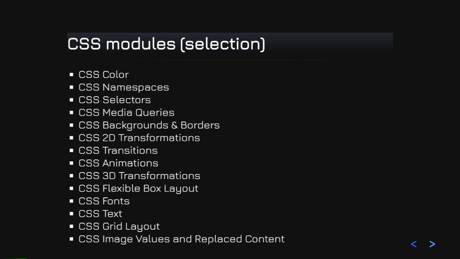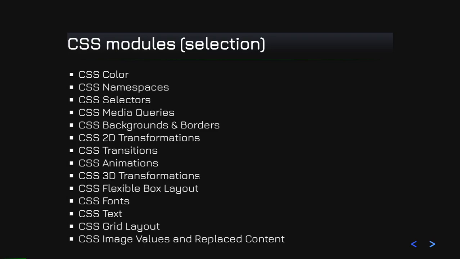Border radius, round corners, remember. Then we have some modules which add interactivity to CSS. The 2D transformations, it's about resizing and various simple 2D transformations applied to HTML containers. Then transitions and animations, you will see examples at the end of this lecture. By the way, you will see a lot of examples at the end of this lecture.